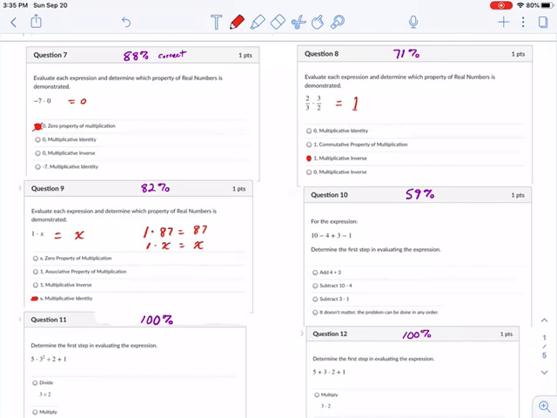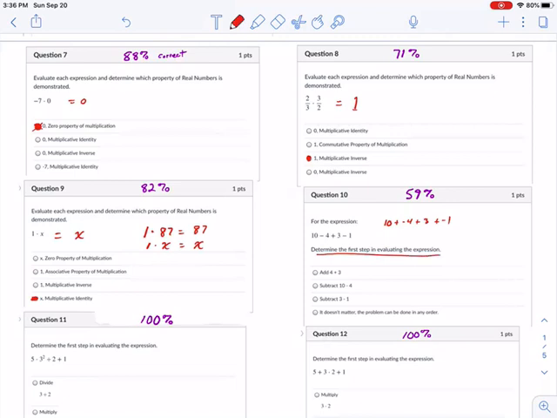Take a look at number 10. 59% of us got this correct. That's not very good. This is all addition and subtraction. Most people erroneously think that you add before you subtract, which is not true. Another way you could do the same problem is 10 plus negative 4 plus 3 plus negative 1. So you should go from left to right, or you should change everything to addition and then add them all together.